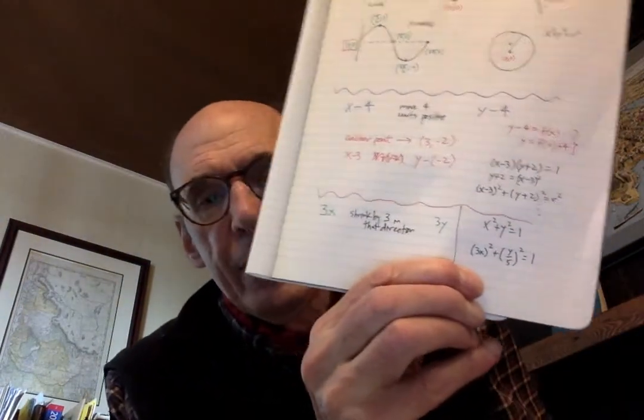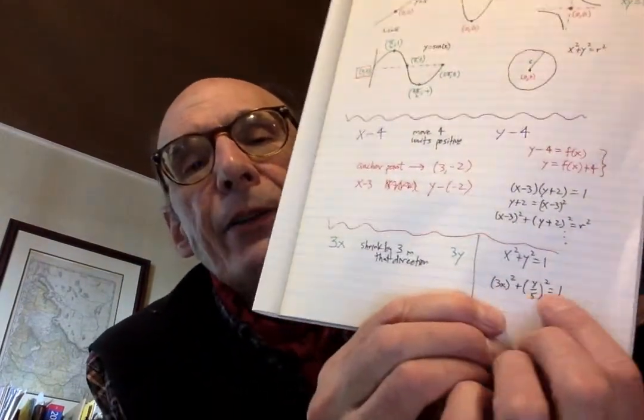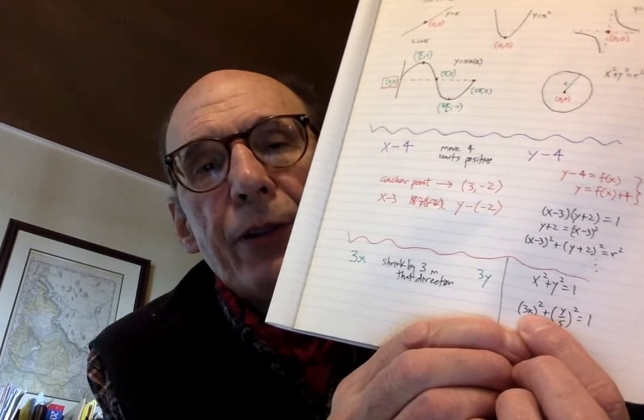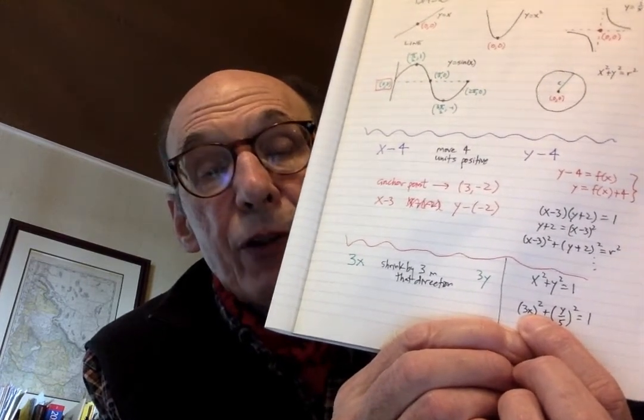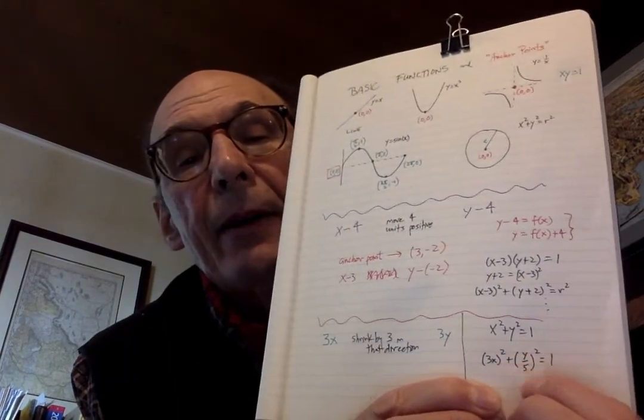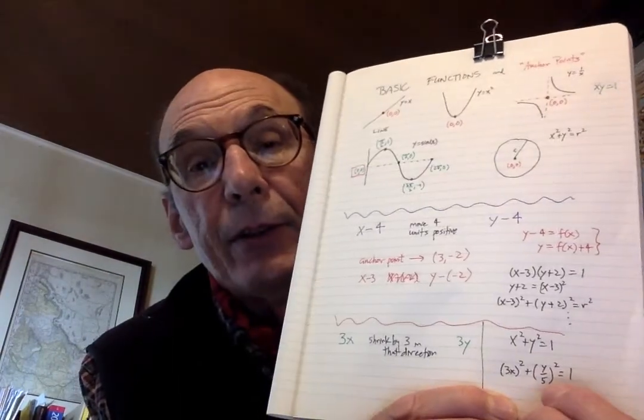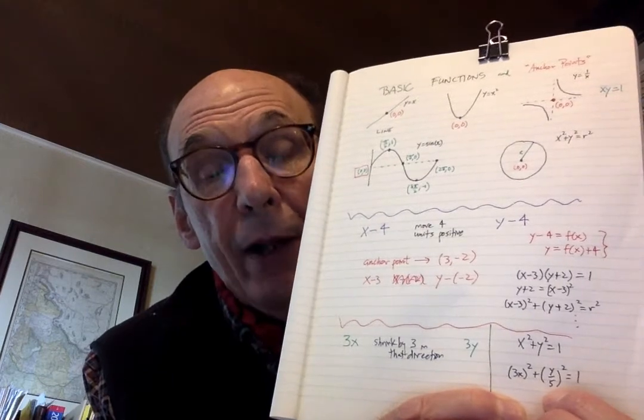So let's look at 3x quantity squared plus y over 5 quantity squared equals 1. Here's a formula that you might bump into. This is a circle, but it's been shrunk in the x direction. And it's been shrunk by something less than 1. So it's actually been stretched in the y direction.